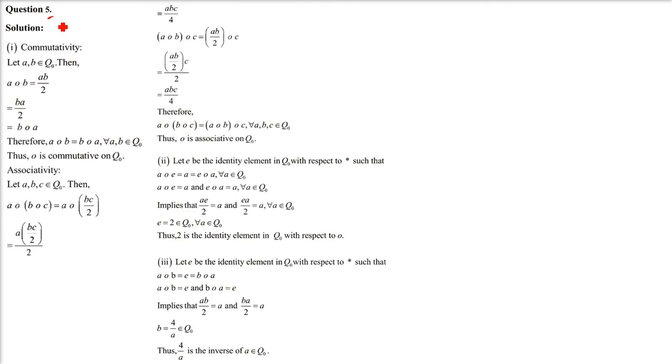Question number 5. Let the operation star be the binary operation on the set Q0 of all non-zero rational numbers defined by A star B equals AB by 2. Q0 is basically the non-zero rational numbers, all the P by Q forms with non-zero values. The operation is A into B by 2, where A and B belong to Q0. We have to find out whether it is commutative, associative, then the identity element, and then the inverse.